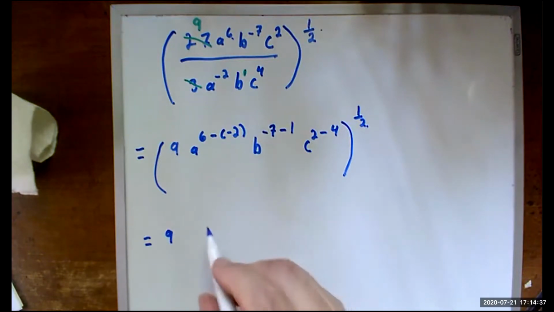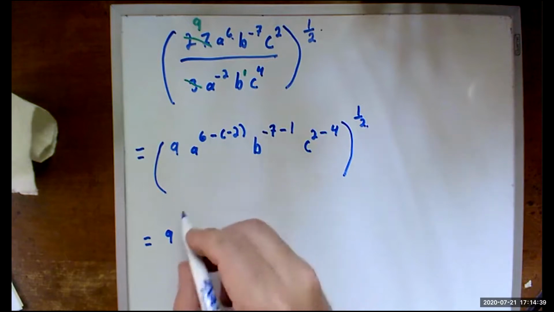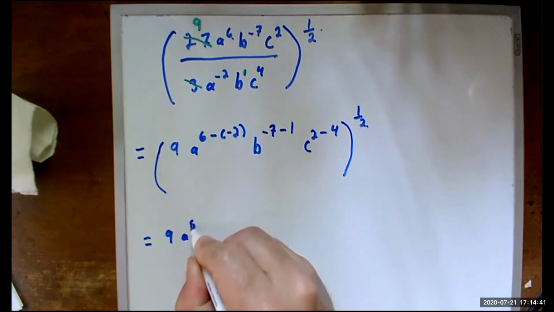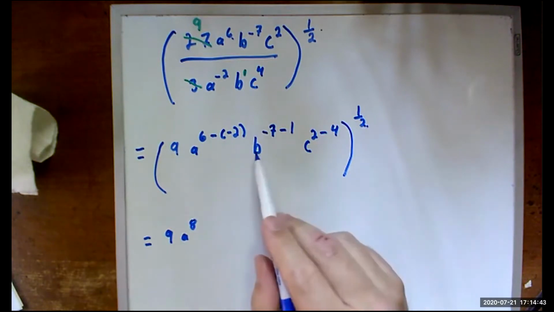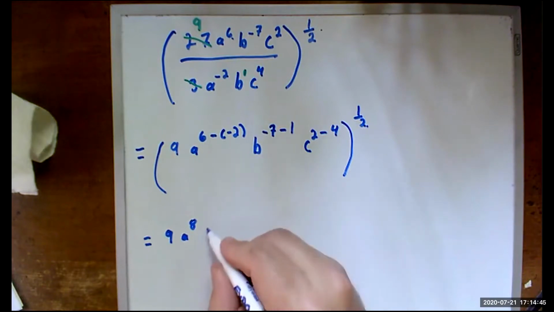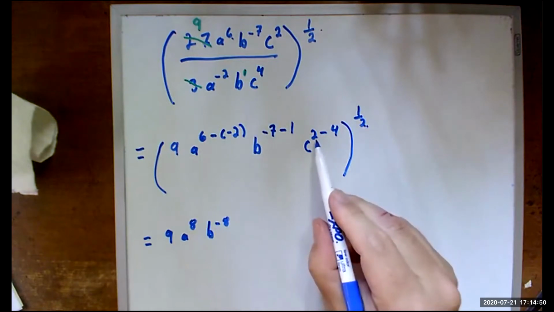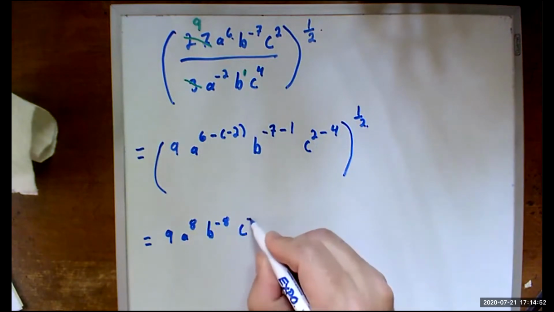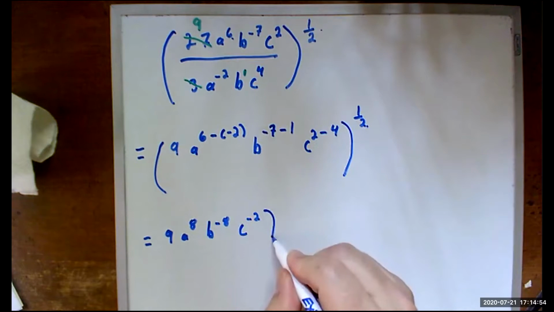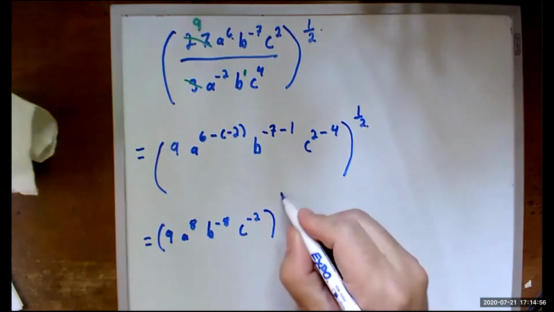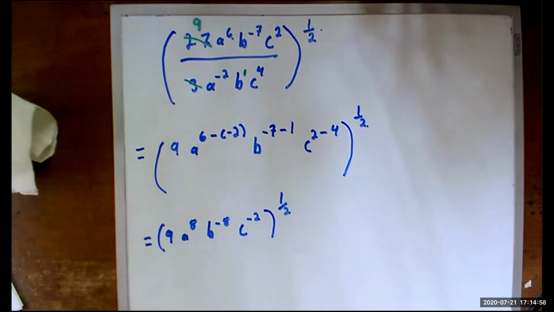6 minus negative 2 is the same as saying 6 plus 2, so we end up with a to the power of 8. Negative 7 minus 1 becomes b to the negative 8. 2 minus 4 gets us negative 2. This is all still in brackets and all still raised to the power of 1/2.